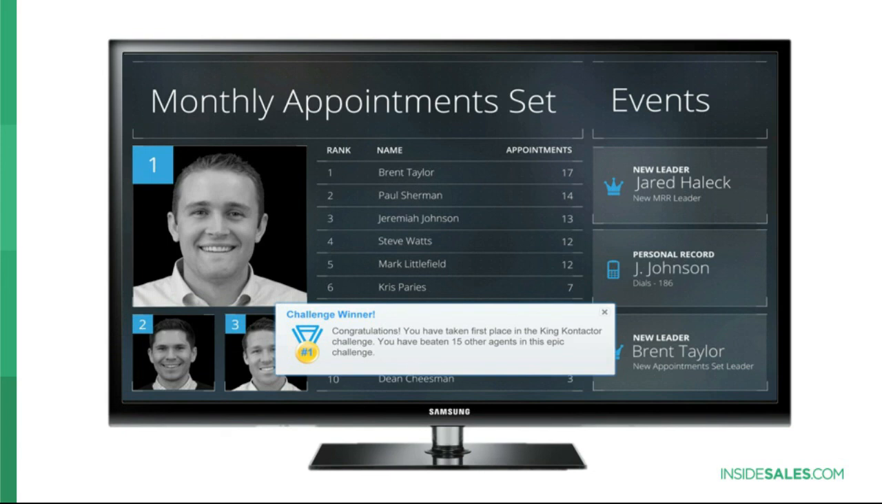A couple points on gamification that we have found interesting is gamification is going to be more effective, one, if it's rep driven. There's always a top-down approach that's going to be effective, but the more you can get reps to interact with each other, the more engagement you're going to have.